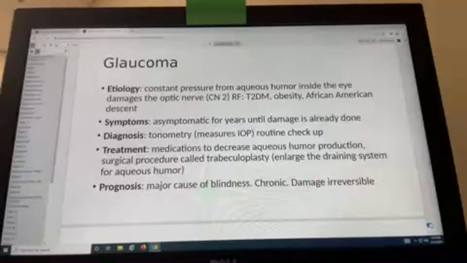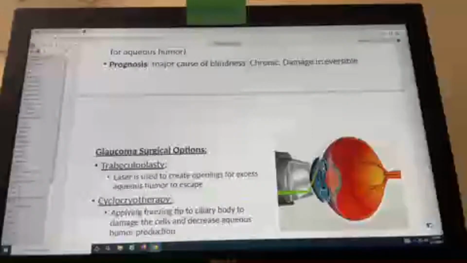And prognosis-wise, glaucoma is the major cause of blindness here in the U.S. This is a chronic condition. It's going to be constantly managed with medications and eye drops. This isn't something that will go away. And once the damage has been done, it's unfortunately irreversible.